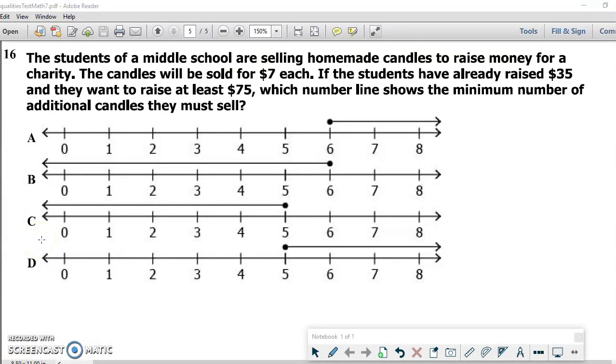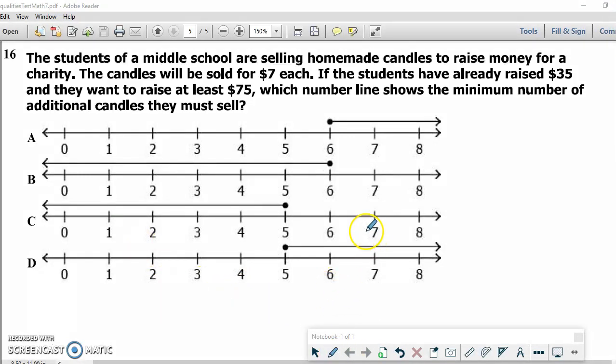Now let's focus on our last question. 16. The students of a middle school are selling homemade candles to raise money for a charity. The candles will be sold for $7 each. If the students have already raised $35 and they want to raise at least $75, which number line shows the minimum number of additional candles they must sell?